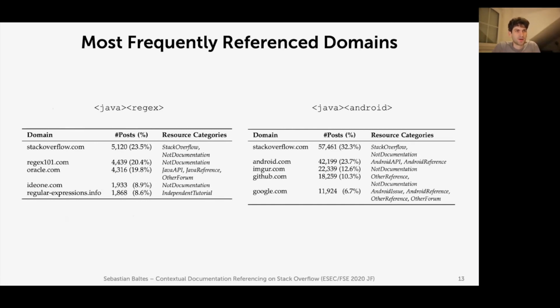If you look at the most frequently referenced domains, we see that Stack Overflow itself is in fact the most frequently referenced category of documentation resources. And then we see differences between the two cases. For example, for Java, regex101, which is not too surprising, is one of the most frequently referenced domains, and for Android, it's android.com and also google.com.